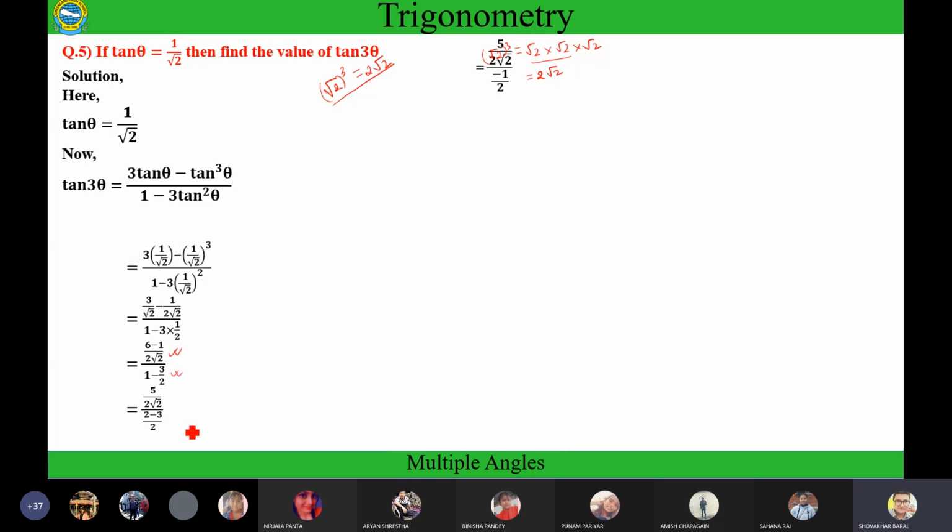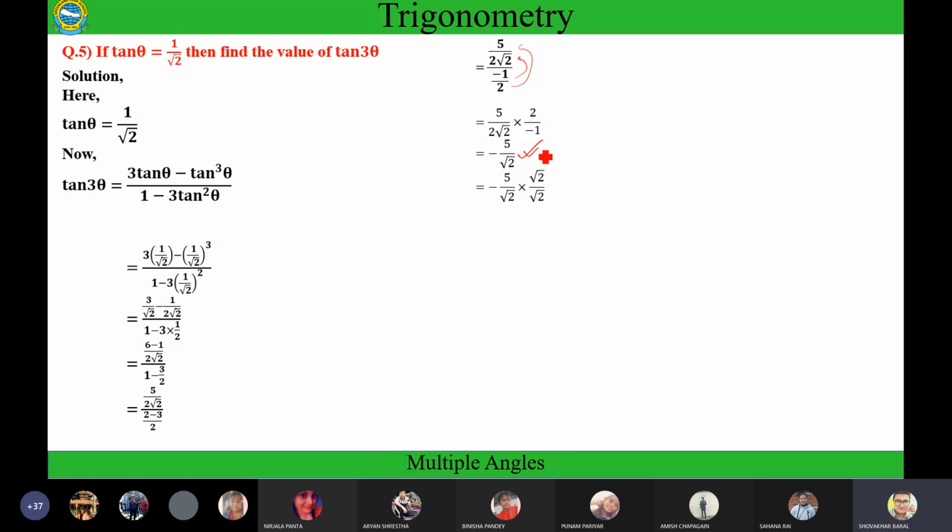Now if you simplify it further, it will be 5 by 2 square root 2 over minus 1 by 2, which is equal to 5 by 2 square root 2 times 2 by minus 1, doing the reciprocal here, so minus 5 by 2 square root 2. This is the answer of this question. Let's go to the next question. I think we are running out of time again.